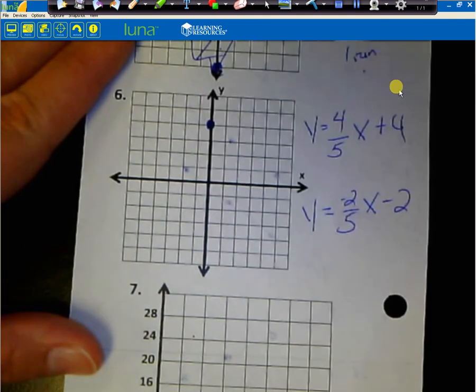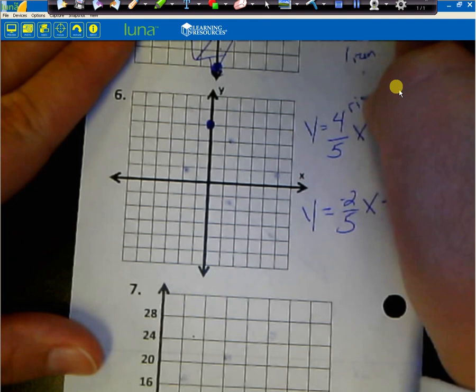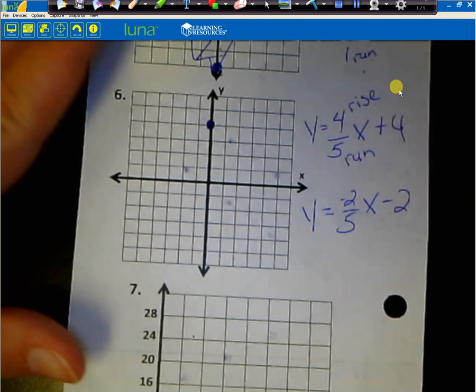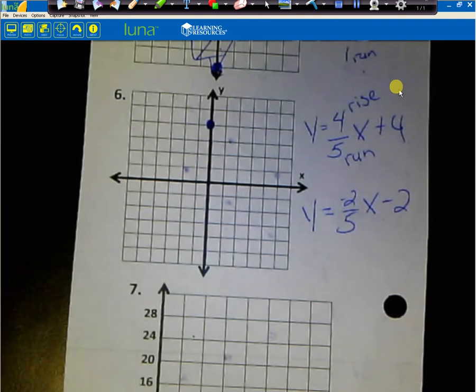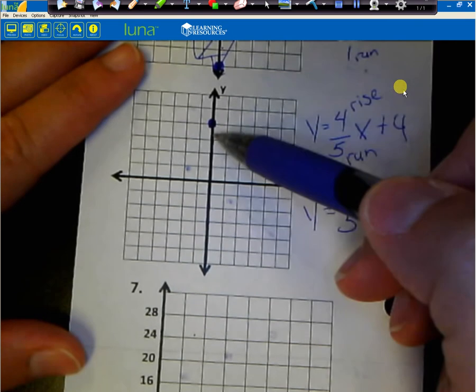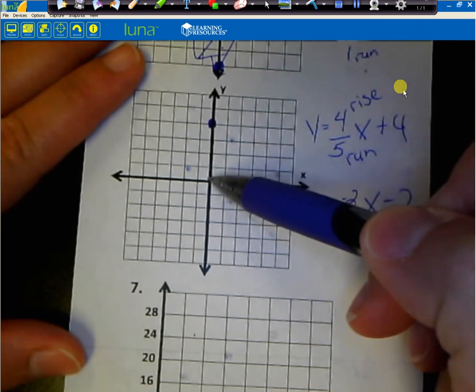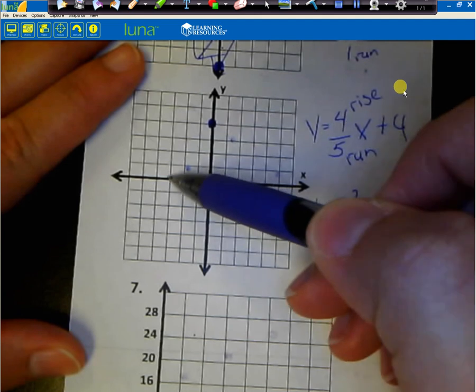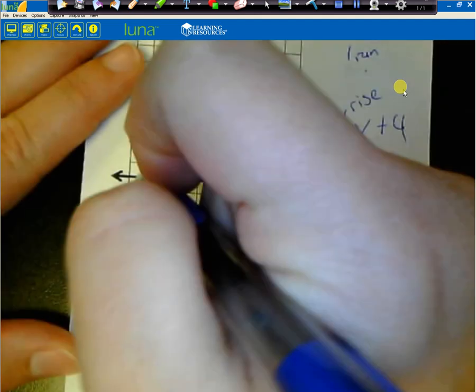Then I'm going to look at my slope. It says to rise 4 and run 5. So now I can't go up 4 and over 5 because my graph won't allow me to do that. So I'm going to have to go down 4 and left 5. So 1, 2, 3, 4. 1, 2, 3, 4, 5. And put my dot there.